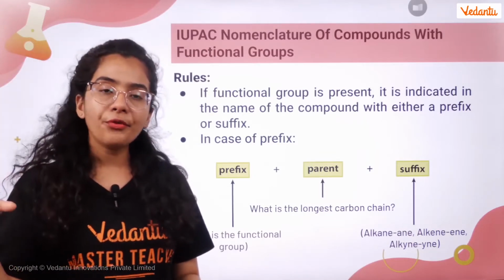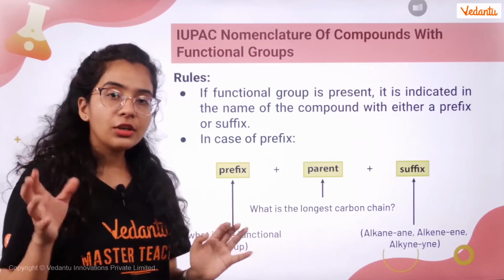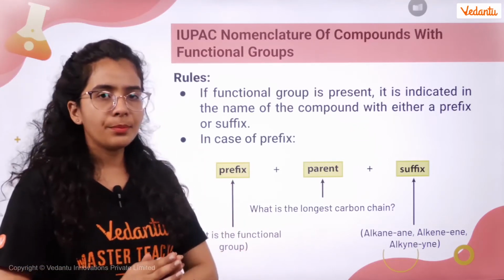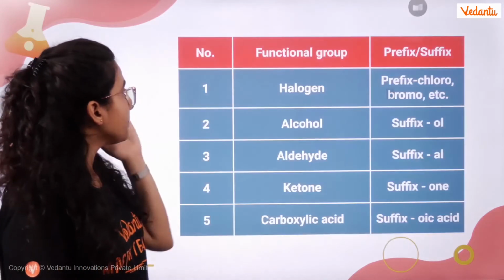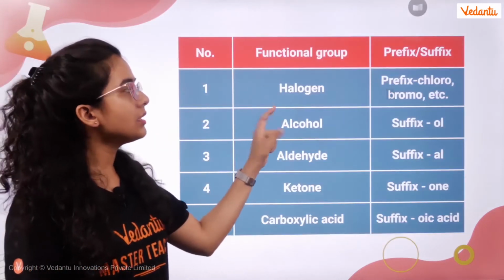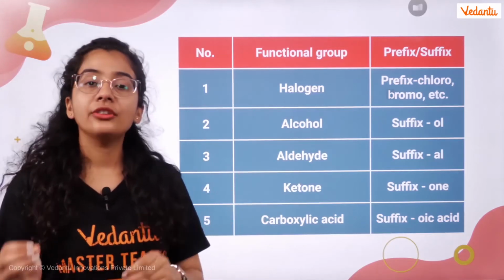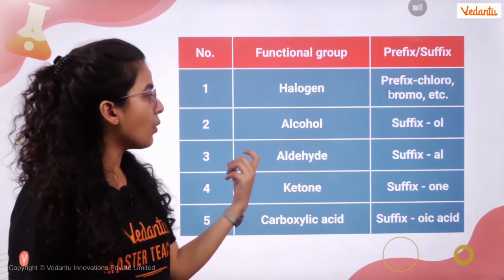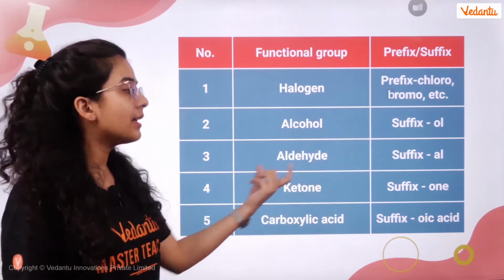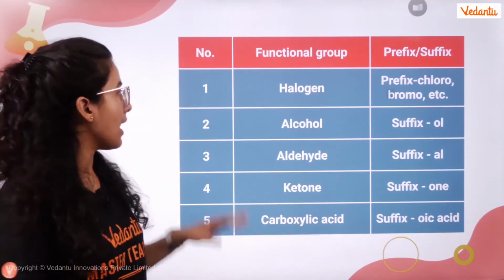Then the secondary suffix is used to indicate the functional group. If the functional group comes as a suffix, we write it in the suffix. Otherwise, side chain substituents go in the prefix. So halogens, their prefixes are chloro, bromo, and you need to keep this in your mind: halogens are always written in the prefix, right? Alcohol suffix is ol, aldehyde suffix is al, ketone suffix is one, and carboxylic acid suffix is oic acid.